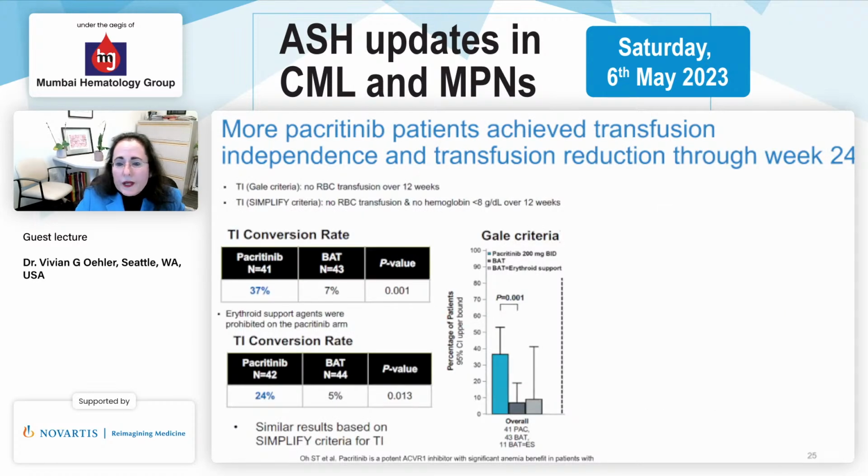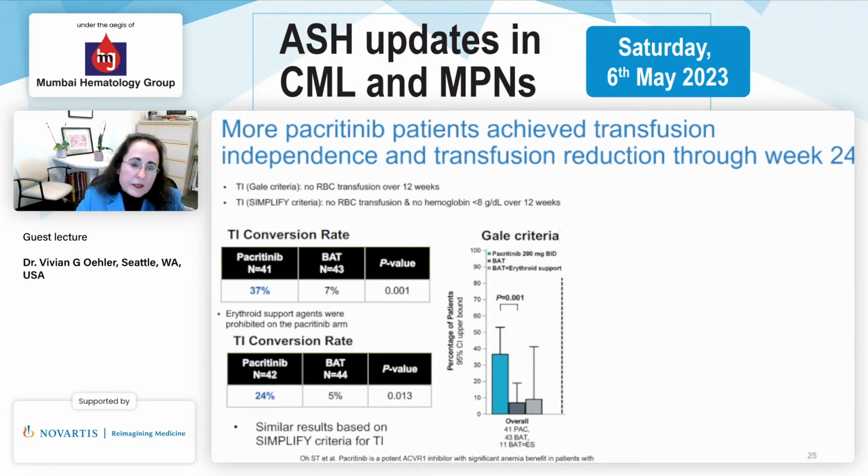The authors reported that the transfusion independence conversion rate was higher in patients receiving pacritinib versus best available therapy, and they looked at this in 2 different ways. They used the Gale criteria, which is no red blood cell transfusions over a 12-week period, and they also used the simplified criteria, which also includes no hemoglobin less than 8 grams per deciliter over that 12-week period.